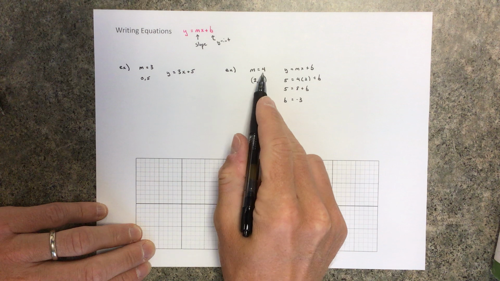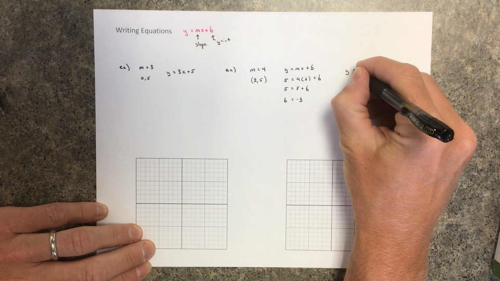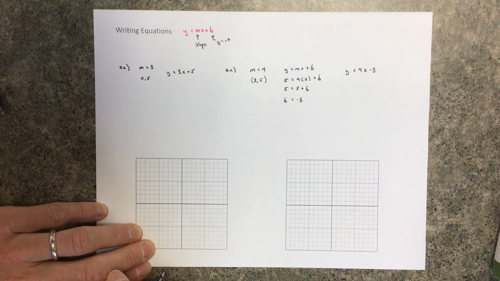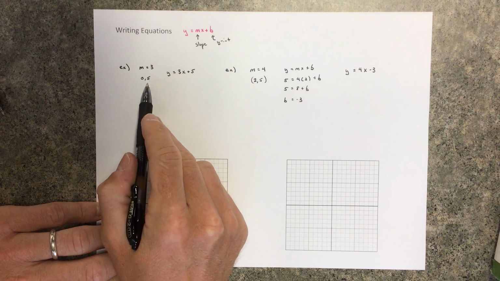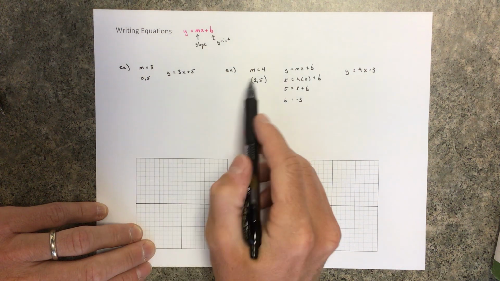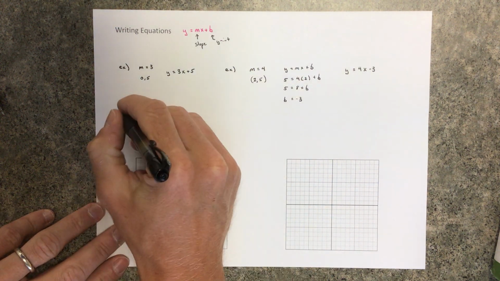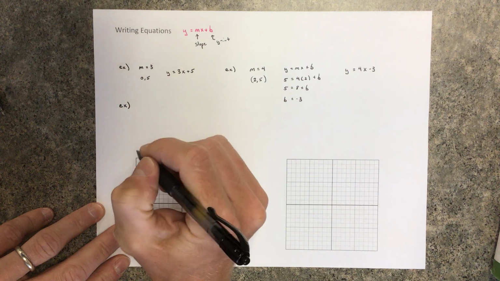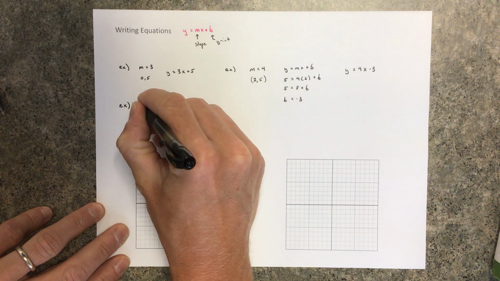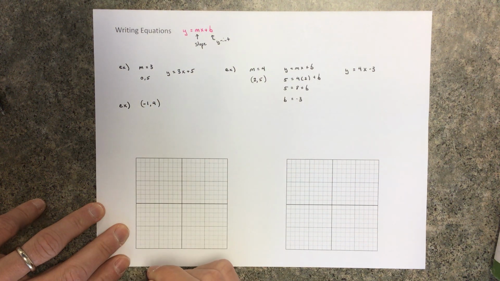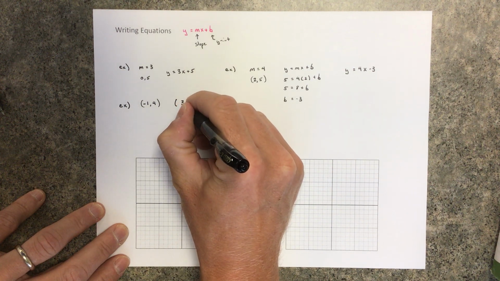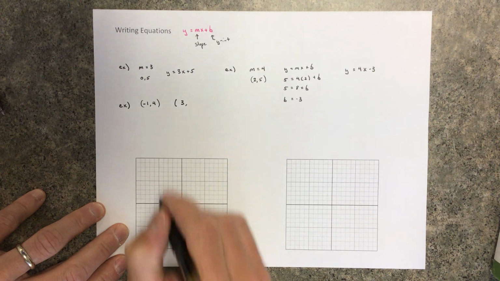But once you know b and you know m, you can come over here and say, okay, y equals 4x, in this case, -3. Once you know the slope and the y-intercept, then you can write the equation of the line. Okay, so in this case, I gave you a slope and a point. Well, what if I gave you just 2 points? What if I gave you the point (-1, 4), and I gave you the point, I don't know, (3, -4).